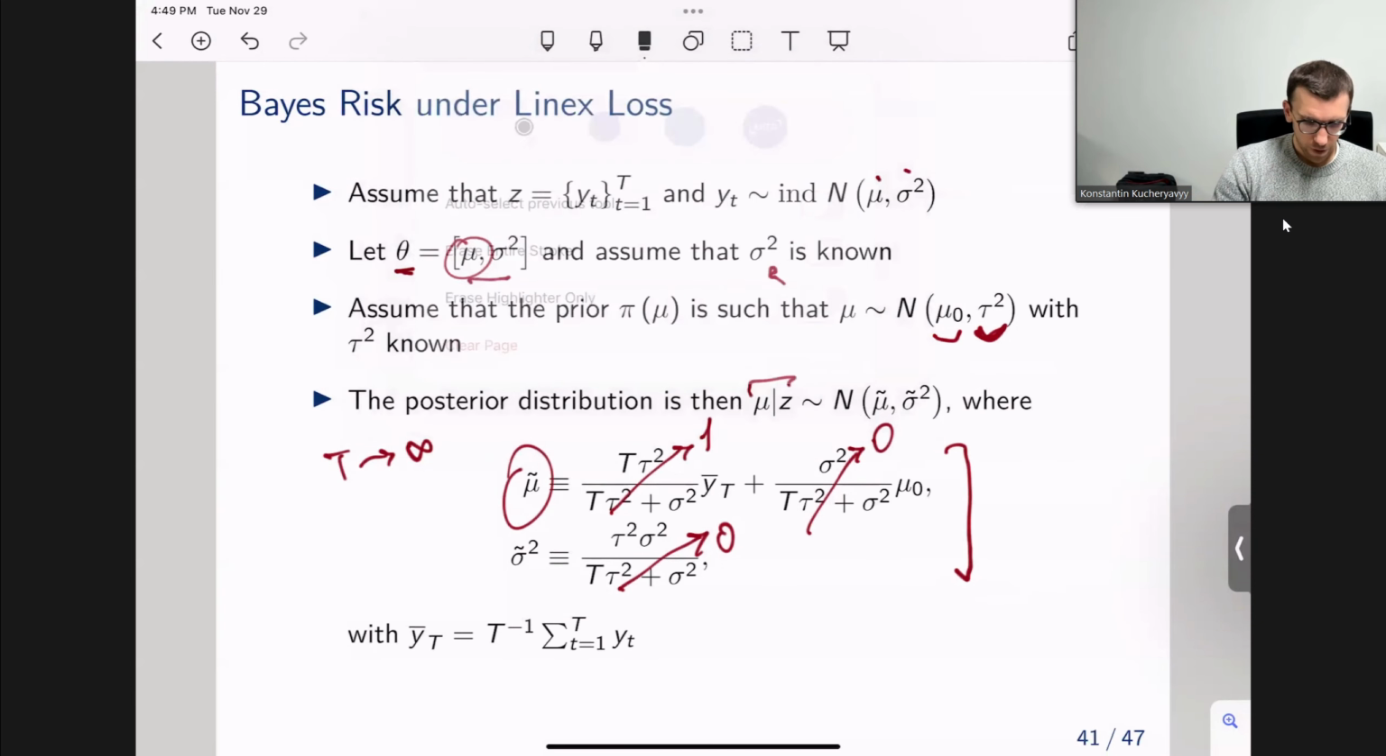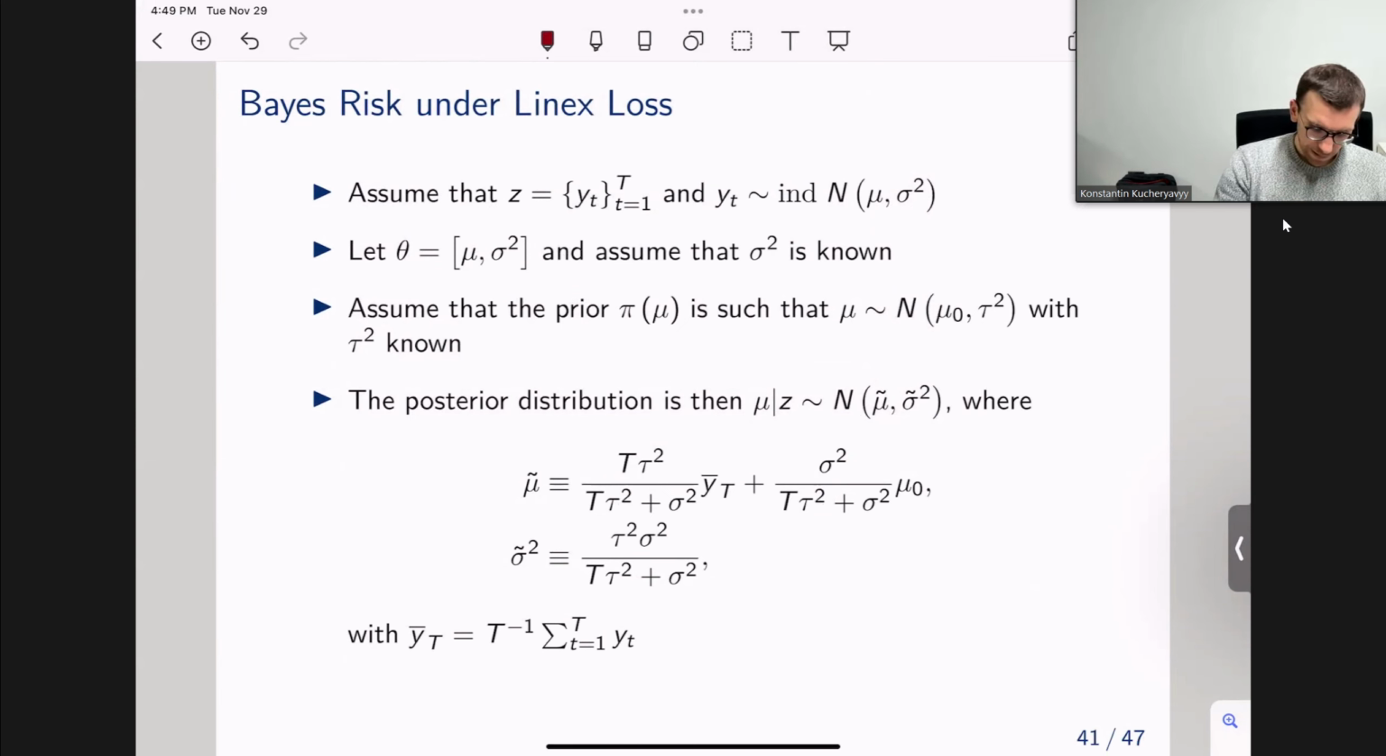And another, perhaps extreme example is where tau squared goes to infinity, so our prior is diffused, with no information. It's called a diffused prior. Then this would go to 1. This would go to 0. And this would go to 1. And this guy goes to sigma squared divided by t.